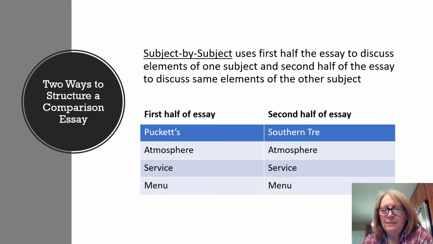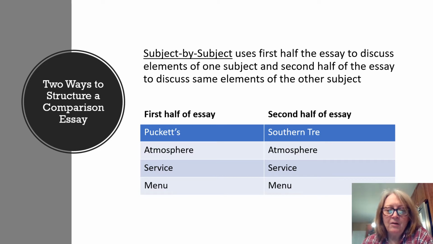First of all, there are basically two ways to organize a comparison paper. One is called the subject by subject method. Some textbooks call it the block method. That's when you use the first half of your essay to talk about one of your subjects and the second half of your essay to talk about the other subject. And of course, you try to cover the same elements for each subject. So I have an example here.